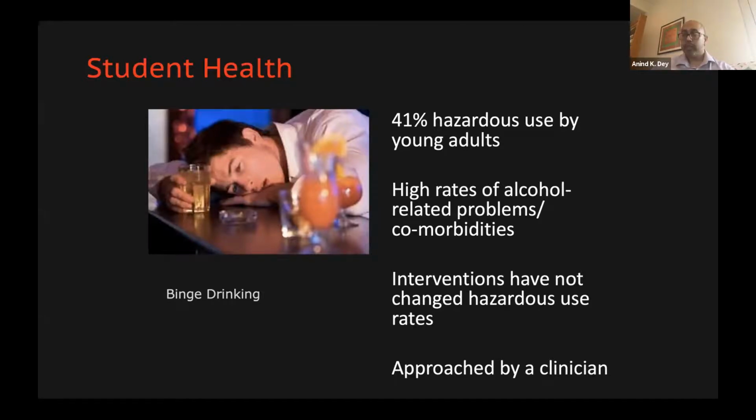A binge drinker is not someone who's an alcoholic, someone with an addiction to alcohol, but is usually of a particular age, an adolescent to young adult, who will binge drink to excess, mainly for social reasons and not for addiction reasons. Unfortunately, binge drinking leads to a lot of hazardous issues. There are high rates of alcohol-related problems and a number of comorbidities that result. And the interventions have not really changed how people behave in choosing to drink or not.